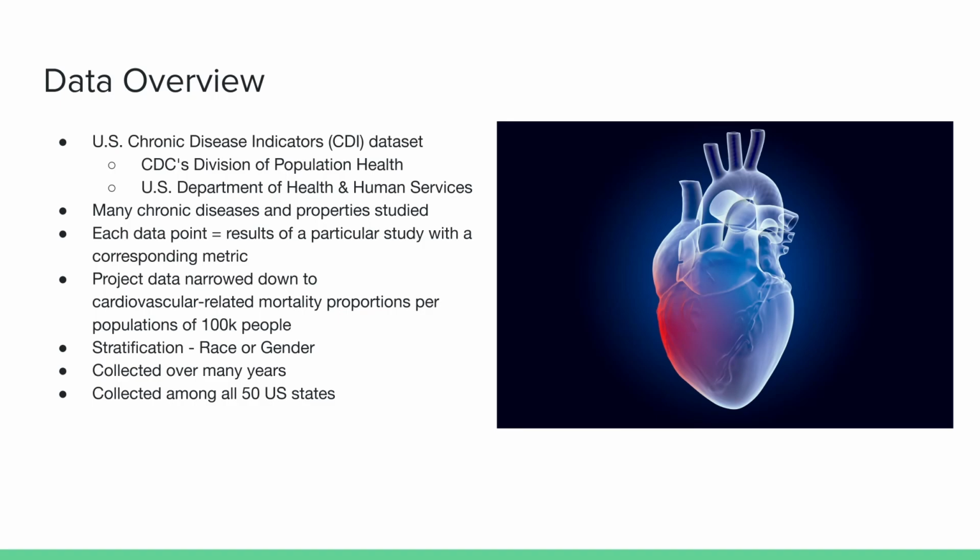Each data point in the data set is representative of a study conducted that looked into the proportions of mortality for whatever sample of people that they used. The stratification categories were either race or gender. All the data points were collected over many, many years, and they were done so amongst all 50 US states.